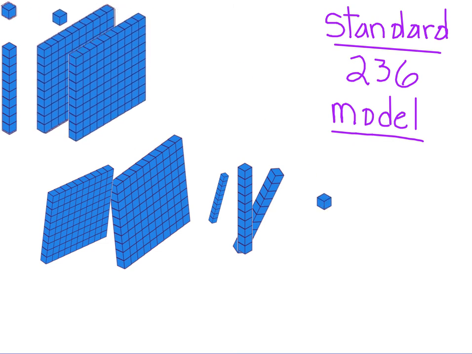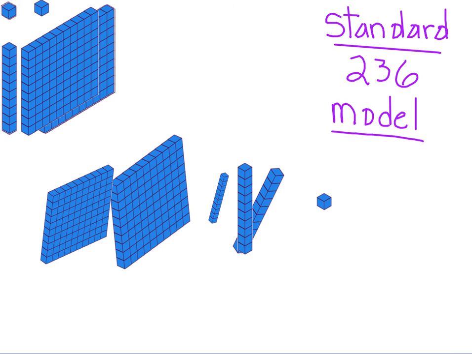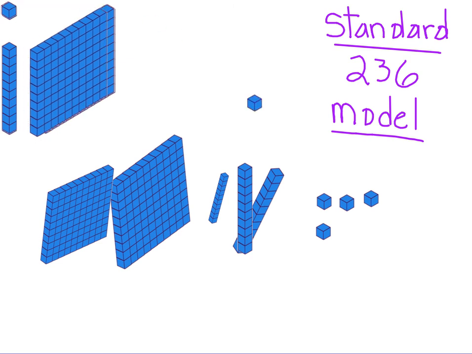When we have the children put the numbers together using their blocks, we have them do it so that they still put them in the place value columns. So the lowest value, the 1s, will always be all the way to the right, the 10s will be just to the left of the 1s, and then the 100s will be to the left of the 10s.